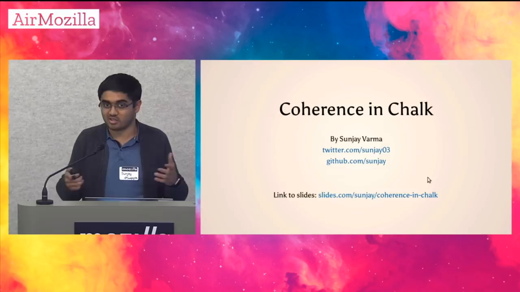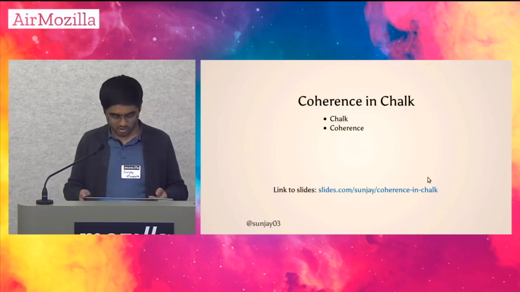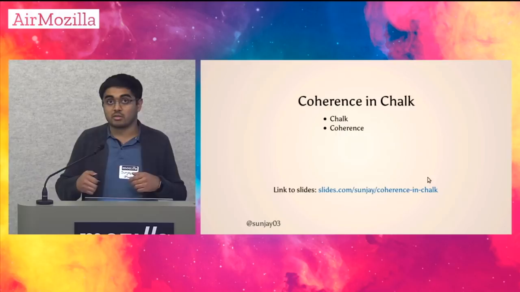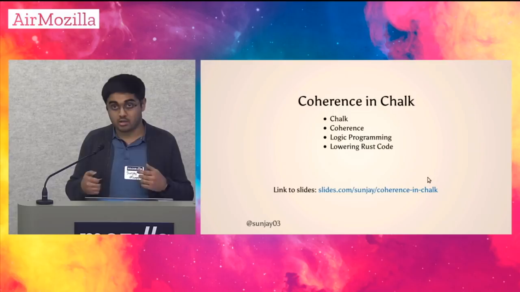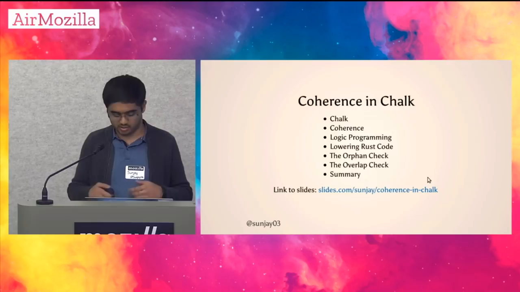So I'm going to start this talk by talking a bit about what chalk actually is. Then I'll go into coherence and what that means in the context of the Rust programming language. After that, I'll talk a bit about logic programming and cover how we lower Rust code into logic in chalk. Finally, we'll talk about two parts of coherence, the orphan check and the overlap check. And I'll finish the talk with a summary and some final thoughts. So let's start with chalk.